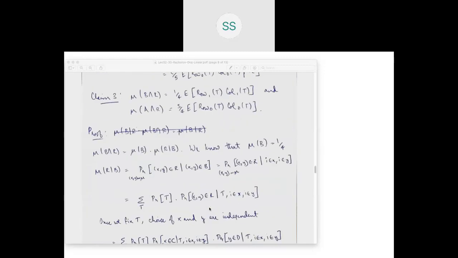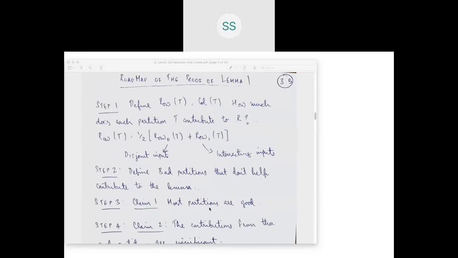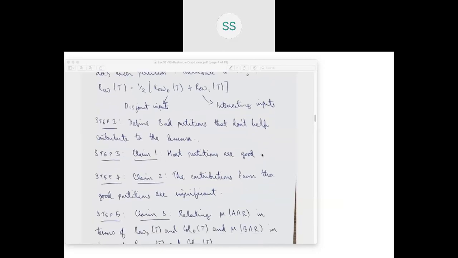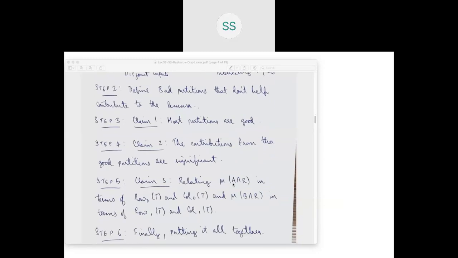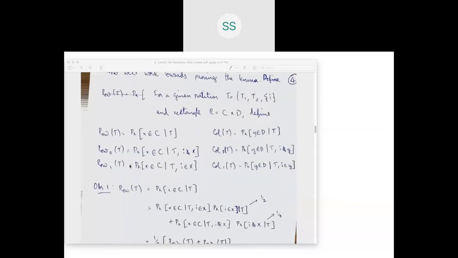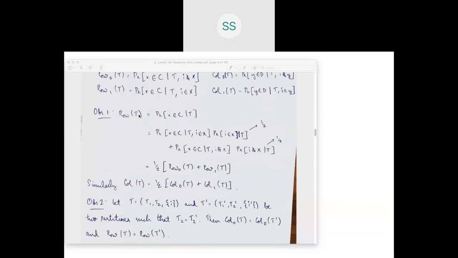So now that we have seen this, let's see the roadmap again and see what we have done. First we defined rho t, column t, rho 0 t, column 0 t, all that, which are supposed to indicate how much a partition contributes to R. Then we defined bad partitions that don't really align with the cause of the lemma. Claim 1, most partitions are good. Claim 2, the contributions for the good partitions are significant. Claim 3 relates the measure of A intersection R with this and the measure of B intersection R with this, and the last step was to put everything together.